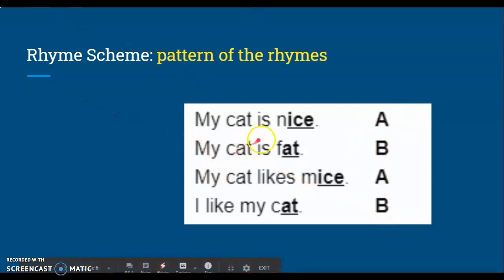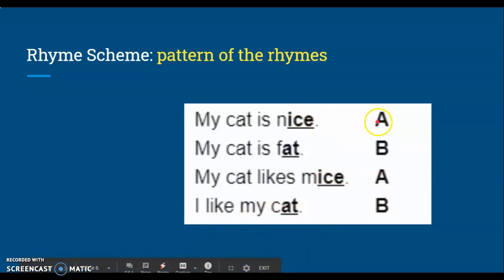If we read our poem, we'll be able to figure out why. My cat is nice. My cat is fat. Okay, so I notice these two don't rhyme. So it's going to be an A and then a B because they don't rhyme. My cat likes mice. I like my cat. Well, mice rhymes with nice.